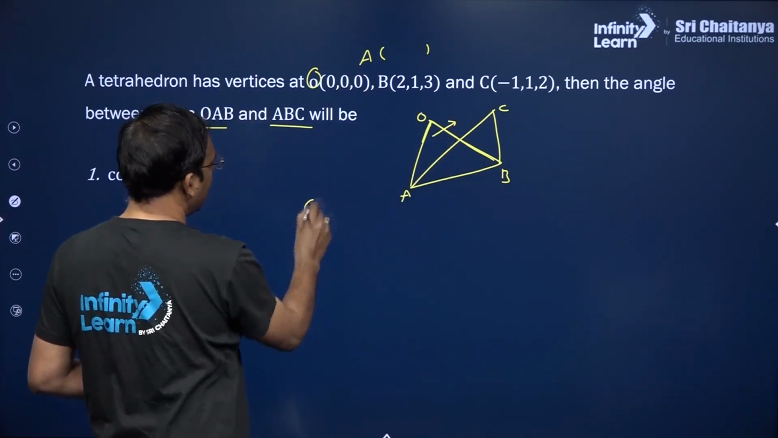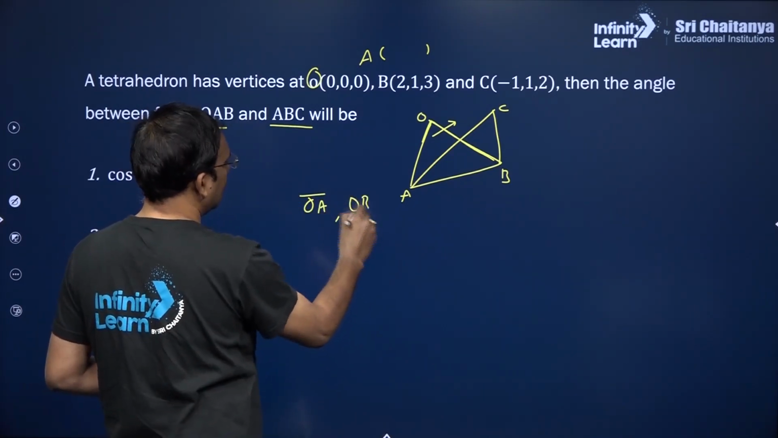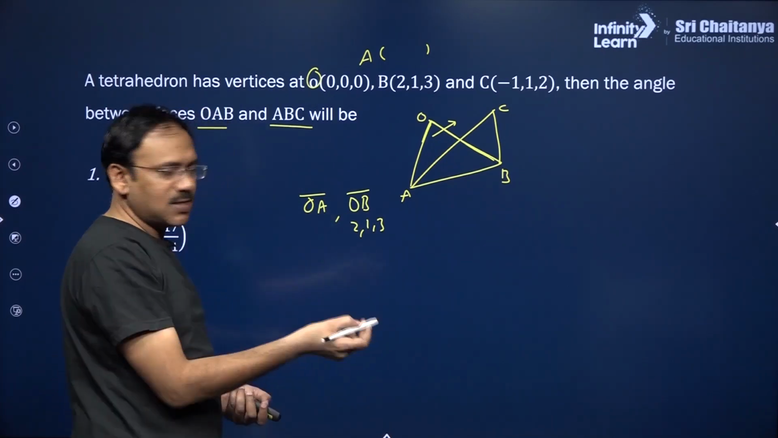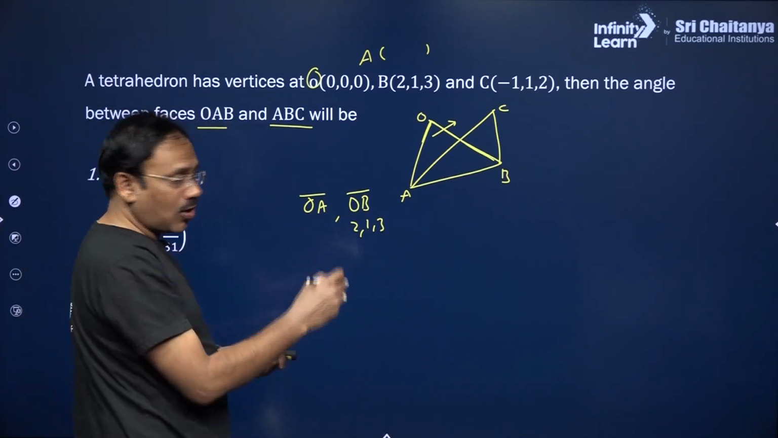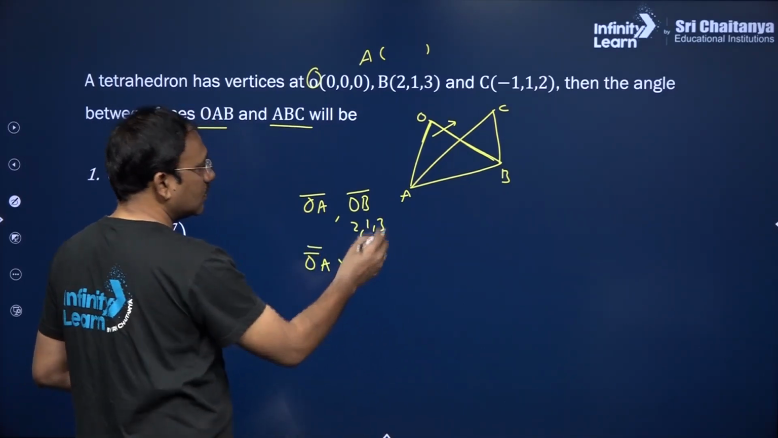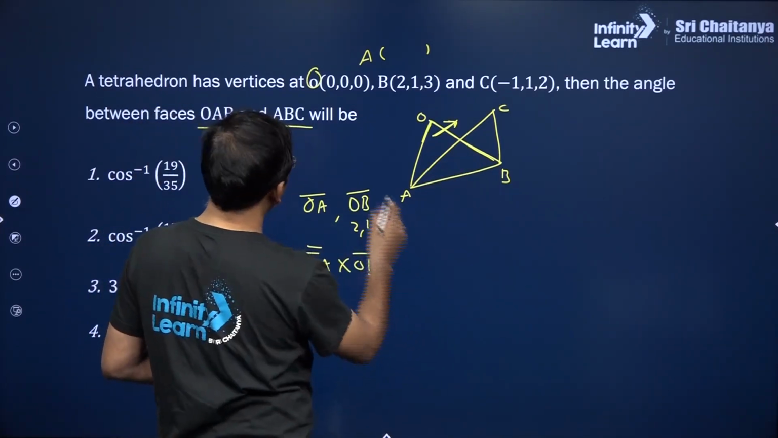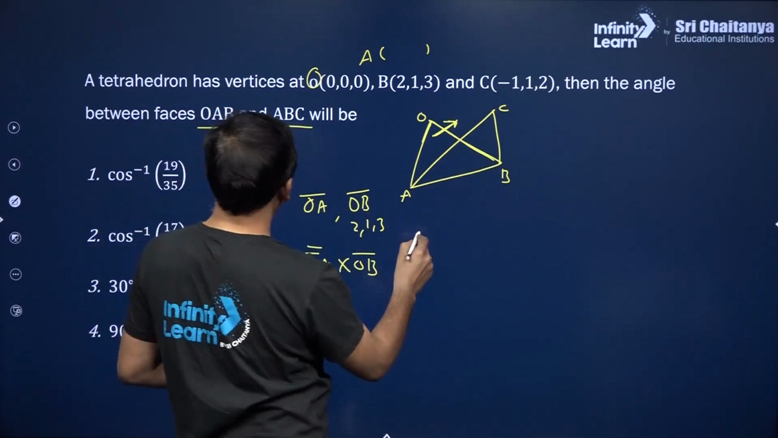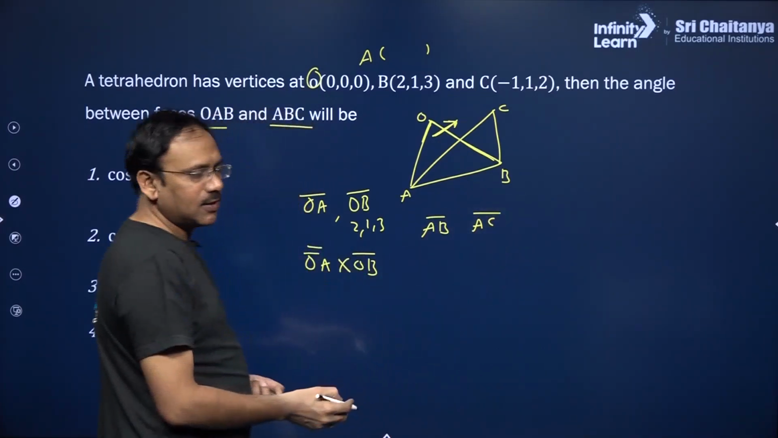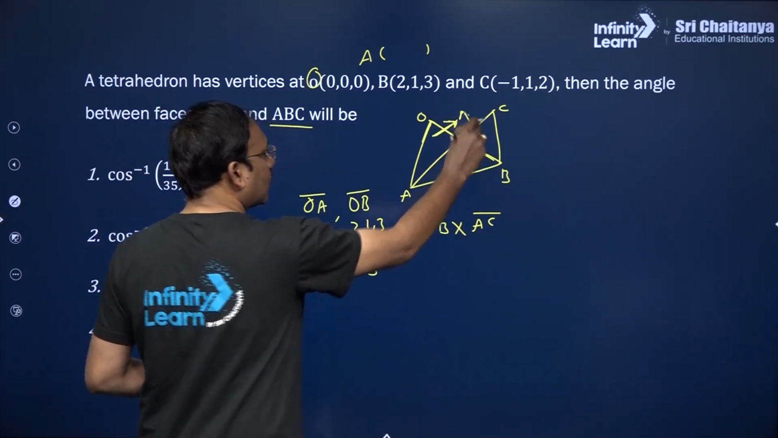So if A is given, you just find OA bar and OB bar; OB bar DRs you see are 2, 1, 3 itself. Similarly OA bar is given, so you can find their cross product, OA bar cross OB bar, which gives the vector perpendicular to this plane. Similarly here, this is ABC, right? You can write AB bar, AC bar if A is given. So you just find the cross product of these two, you will get a normal vector to this face.